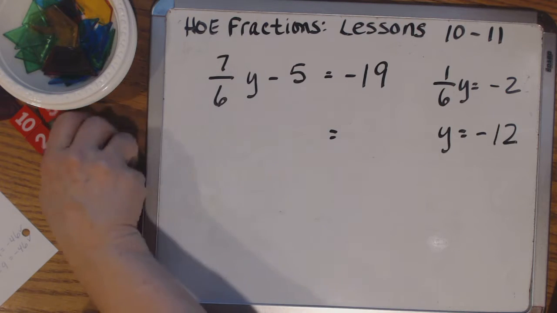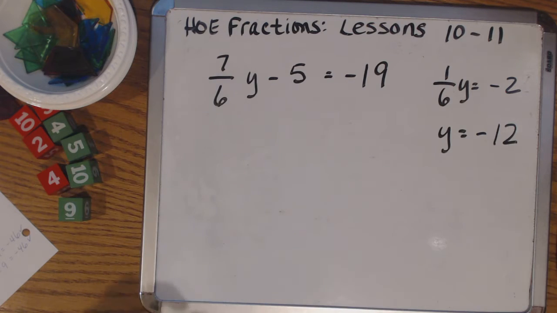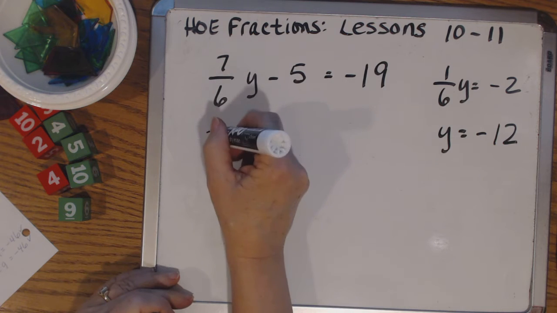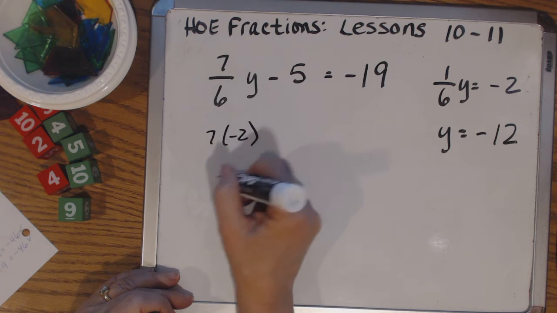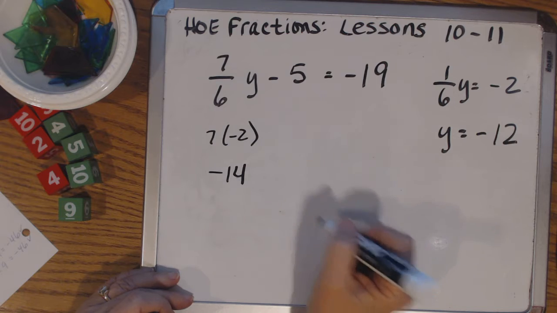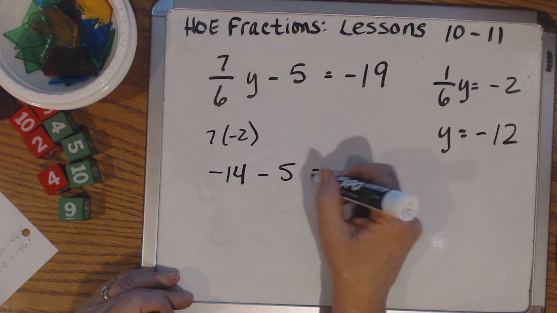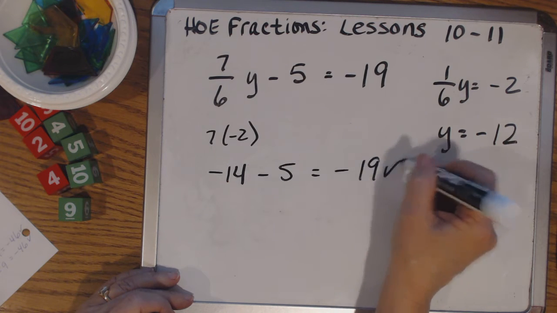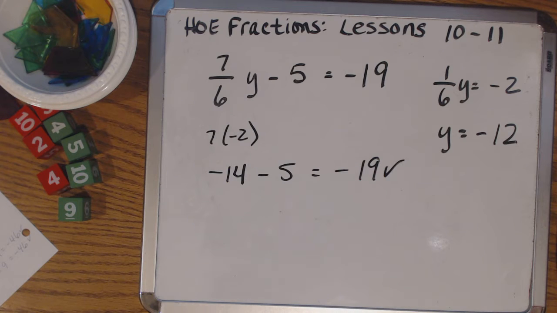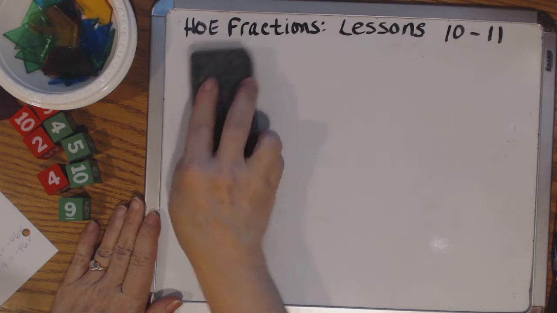When you're doing the proof, I'm sure you're doing them by hand. We would actually write this out, that I'd have 7 times negative 2, negative 14, right? Minus 5 is equal to negative 19. There's the check, all right? So that's lesson 10. Still not too bad.